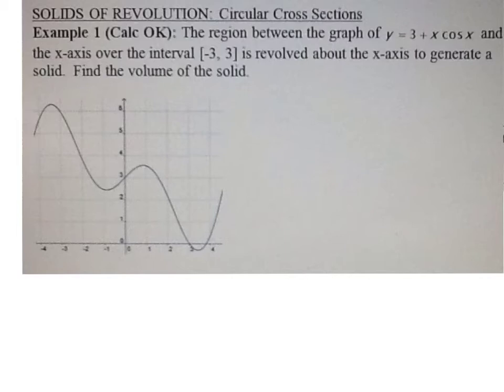Alright, so we're going to take a look at what happens if we've got a region between the graph of y equals 3 plus x times the cosine of x and the x-axis from an interval of -3 until 3. And we are going to go ahead and revolve this region about the x-axis. And it's going to generate a solid. And our job is to find the volume of that solid. So let's go ahead and show exactly what kind of a region we're talking about here.